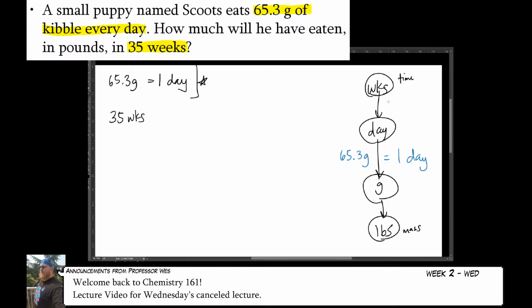And then I just had to do these other conversions up here. So in a week, there are 7 days. And in a pound, there are some number of grams. Let me look that up. 1 pound, 2 grams. 453.6. So there are 453.6 grams in a pound.